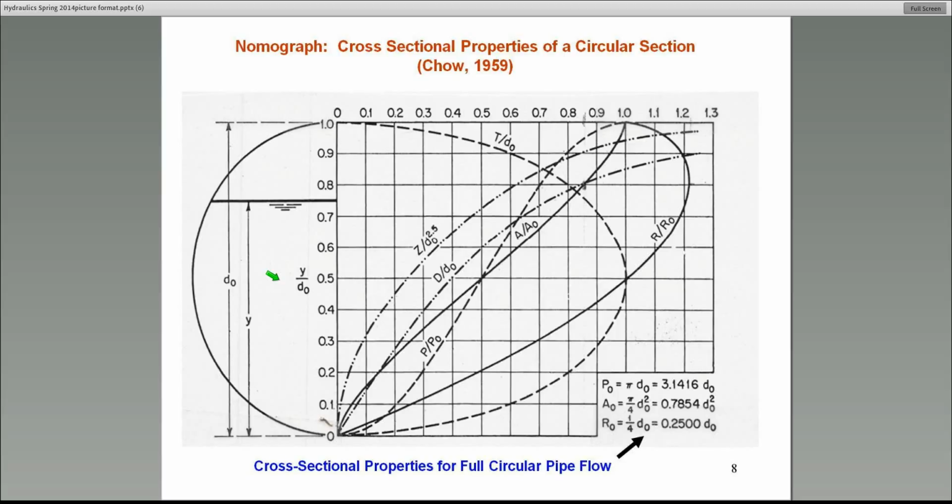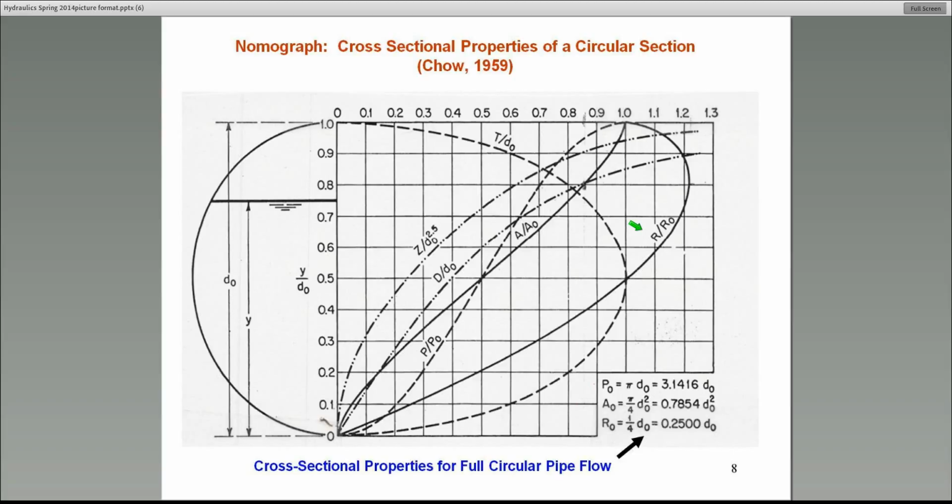But in general, what you need to do is, for a given depth, for example, if the flow depth is 75% of the pipe diameter, that is the y over D naught ratio is equal to 0.75, then you can go across this graph and take any of these curves. For example, you can select the curve that's labeled A over A naught, and then get the ratio of A over A naught by swinging up here and reading that ratio, approximately in this case 0.82. And A naught, by the way, is the cross-sectional area of a full pipe flow condition, which is pi D naught squared over 4. Those are all shown in the inset here at the bottom of this nomograph.